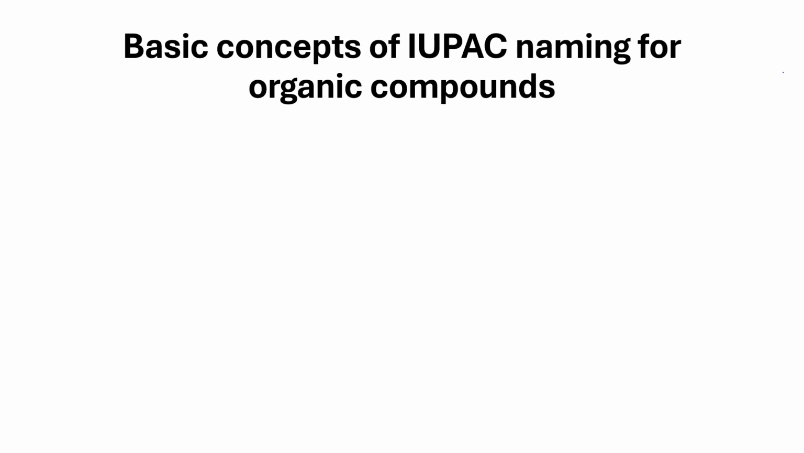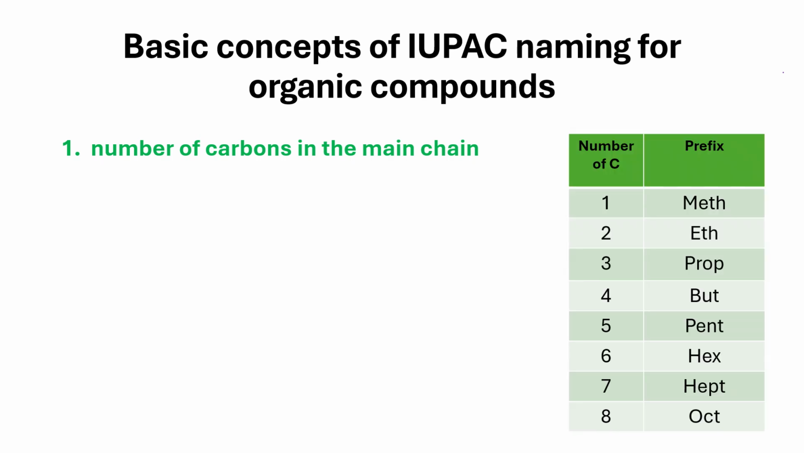When it comes to naming and drawing organic compounds, there are a few things to consider. First, how many carbon atoms are in the main chain? And feel free to capture this table, which shows the number of carbons and the prefixes, the name of the organic compound starts with. Second, we need to recognize the functional group. Sometimes it's called nomenclature or homologous series, but let's not worry about those terminologies right now.